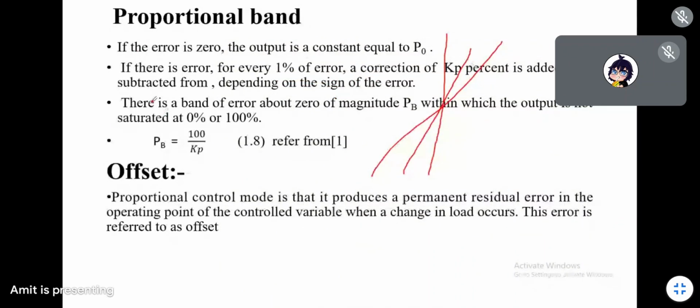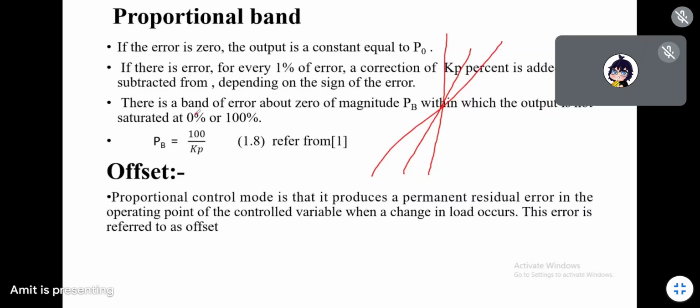If there is error, for every 1% of error, a correction of Kp percent is added. So it is Kp percent, depending on your Kp. If Kp is more than 1 or very high, your controller output will suddenly increase. Kp percent is added or subtracted depending on the sign of error. If error is positive, it will be added. If error is negative, it will be subtracted.